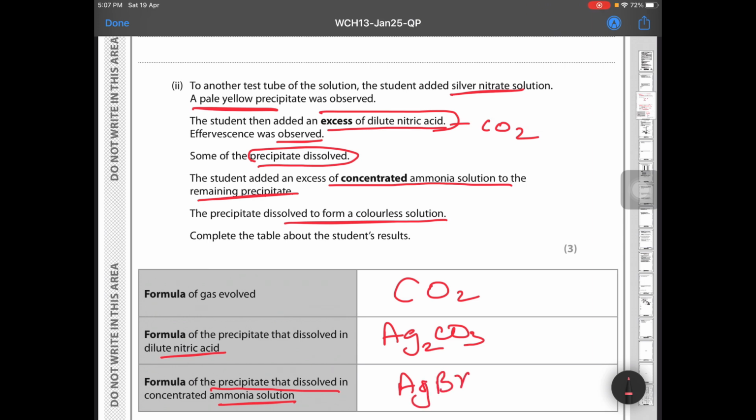Again, this answer requires good information about the chemical tests. So please learn all the chemical tests: carbonates, sulfates, halides, silver nitrate test. The precipitates are formed of different colors, and when you add concentrated ammonia, what happens? When you add dilute ammonia, what happens? What do you observe? All these things are very important. Okay, done, clear. Let's move on to the next question.